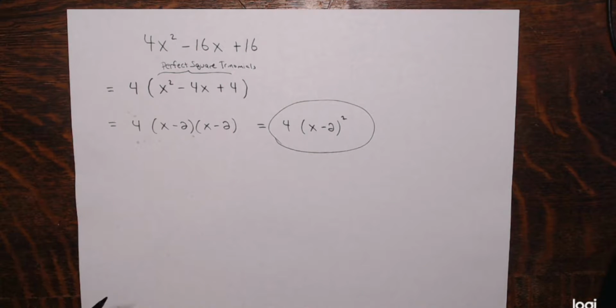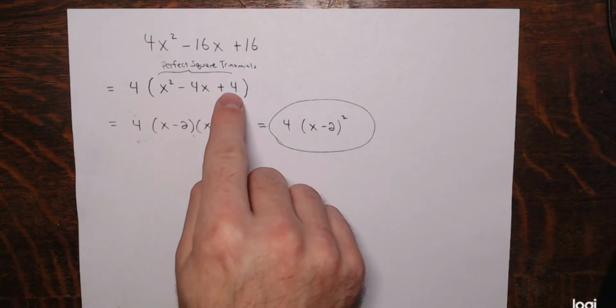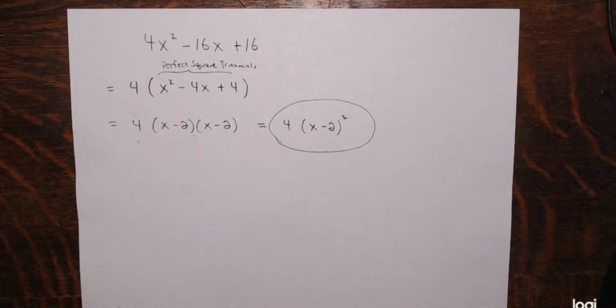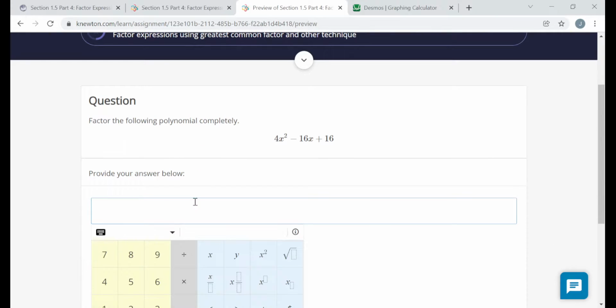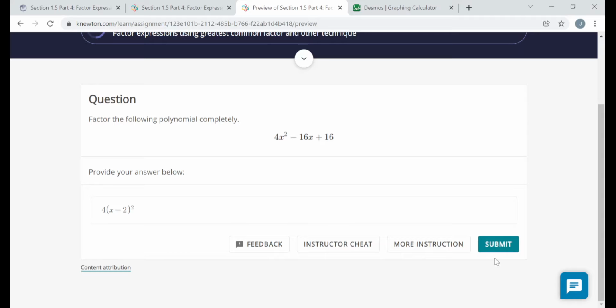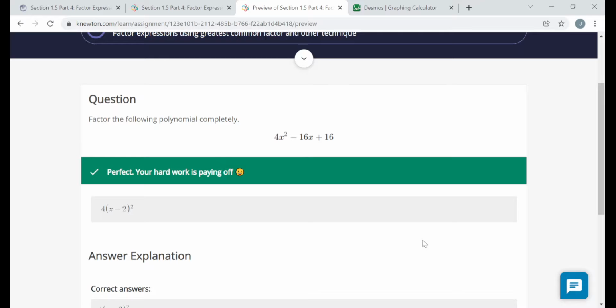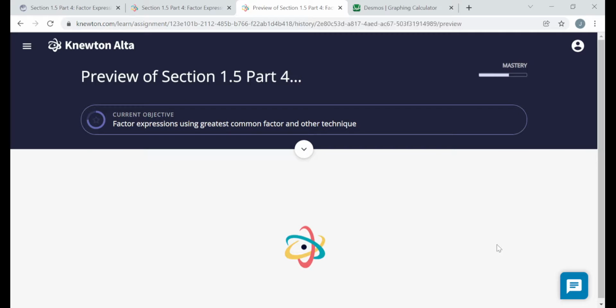Right? And again, if you want to verify it, square this, you get x squared minus 4x plus 4 back, and then you distribute the 4, you get the original. Right? You check by multiplying. Okay, so we have 4 times the quantity x minus 2 to the second power. And that should be good. Submit. Excellent. And again, please read through the answer explanations. Hopefully those make sense. Next question.